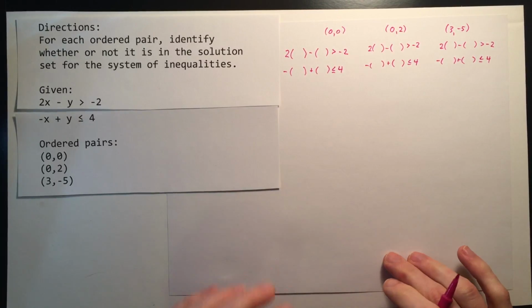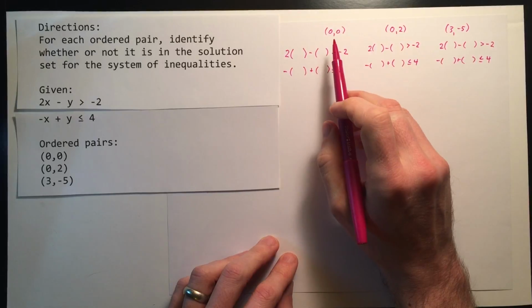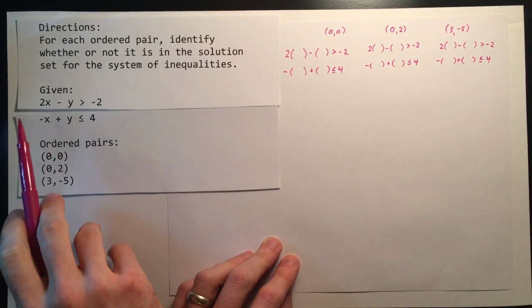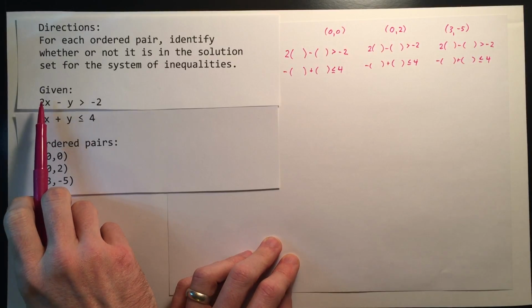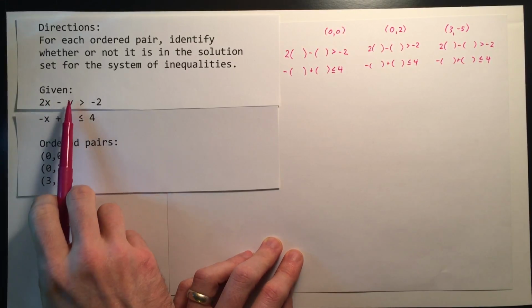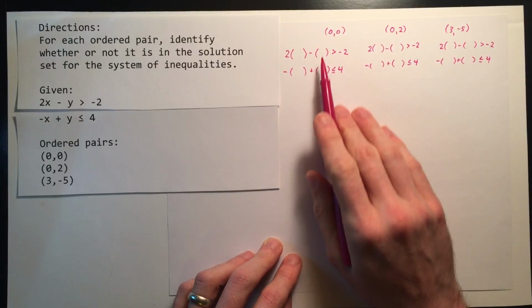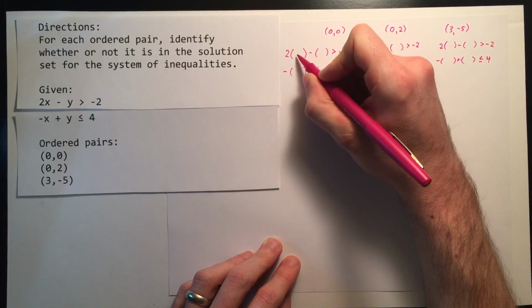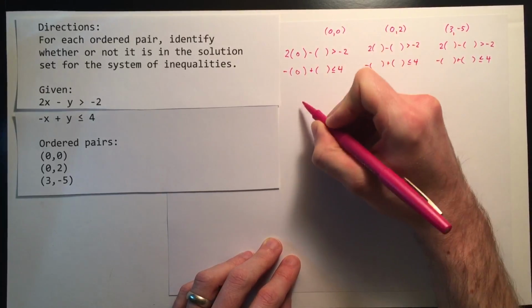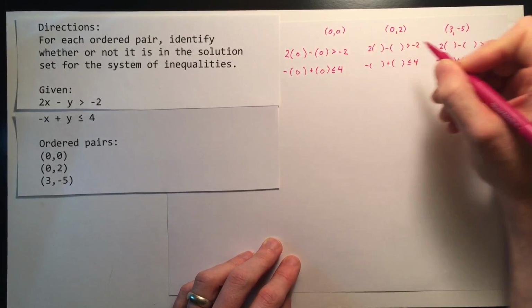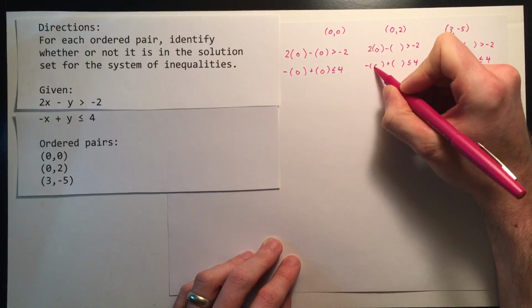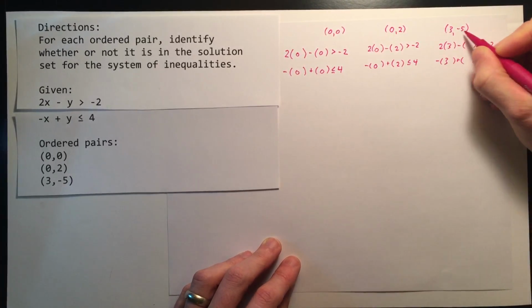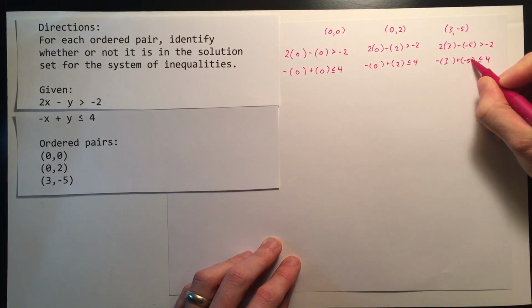So now we're going to substitute the x and the y coordinates in for the x and the y in the inequalities. Remember, in the original inequalities, we did have the x's both on the left, the y's both on the right. So these are the x's, these are the y's. Same thing here, same thing here. The first 0 goes in for the x's, the second 0 goes in for the y's. This one, the 0 goes in for the x's, the 2 goes in for the y's. This one, the 3 goes in for the x's, and the negative 5 goes in for the y's.